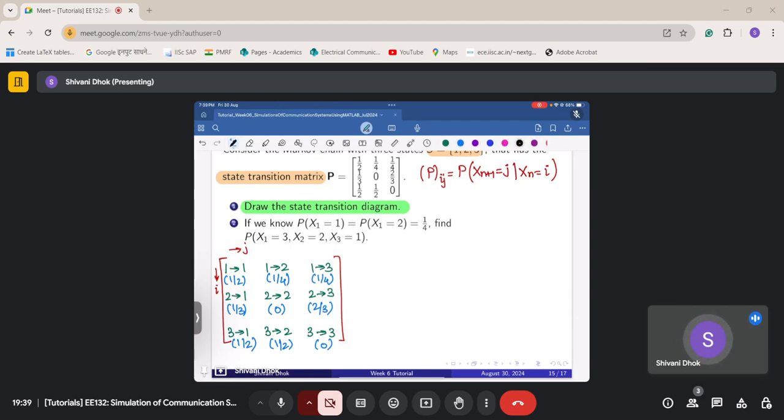So let us try to draw this diagram. We have three states. Let's draw it like this. You have state 1, then you have state 2, and you have state 3. So first thing that we need to look at is you remain at state 1, and that is with probability half. Then from state 1, you go to state 2 with probability 1 by 4. Then from state 1, you go to state 3 with probability 1 by 4.